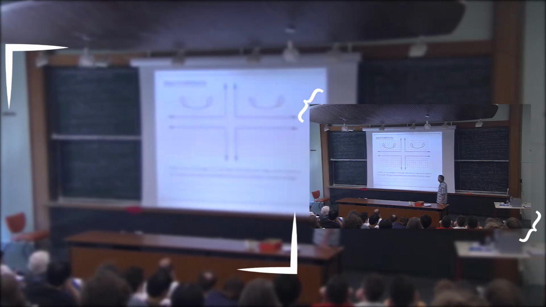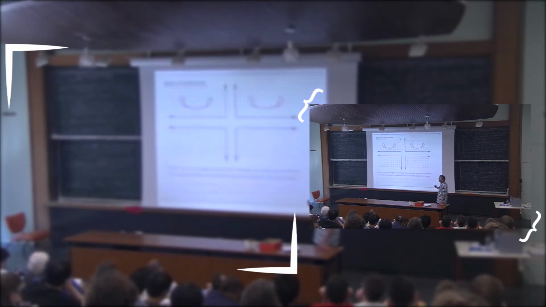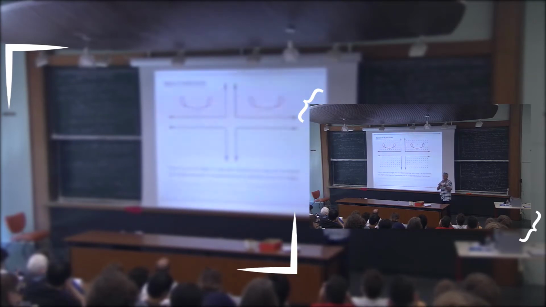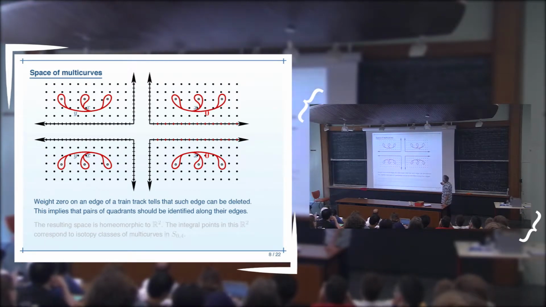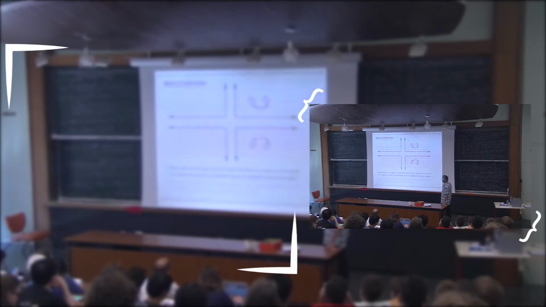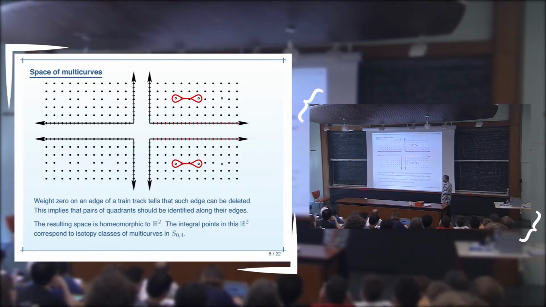So when this coordinate is equal to 0, we get a train track like this on the left and a train track like this on the right. They correspond to points of our vertical line on this quadrant and points of this vertical line on this quadrant. We can identify them together, right? Similarly, if we have 0 here and 0 here, we can erase this piece and this piece, and we see that we get the same train track, right?